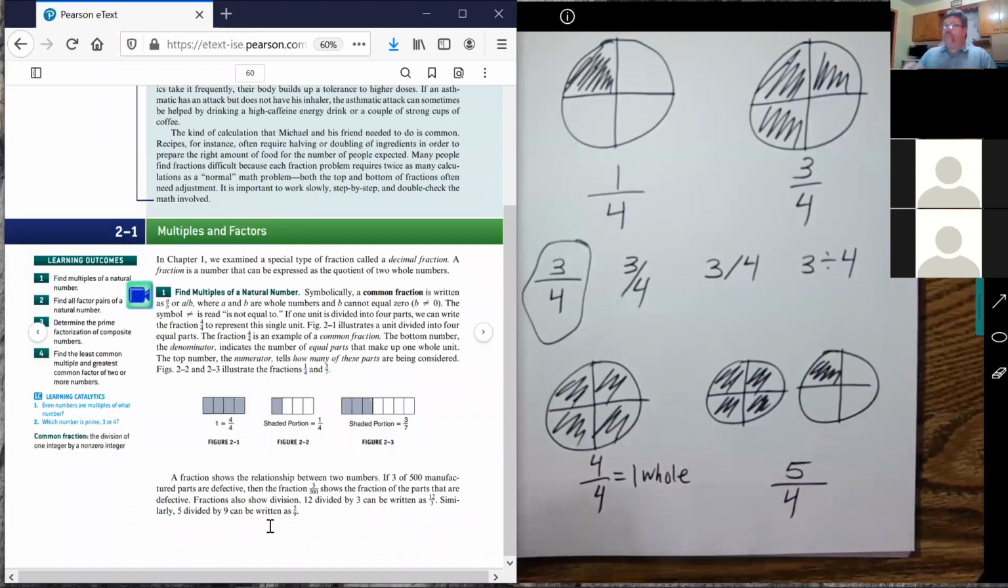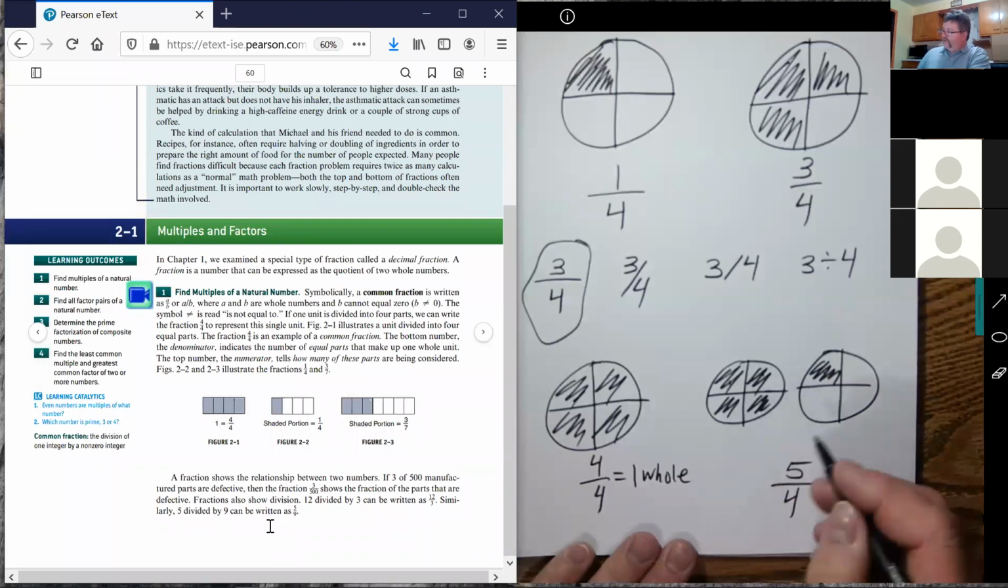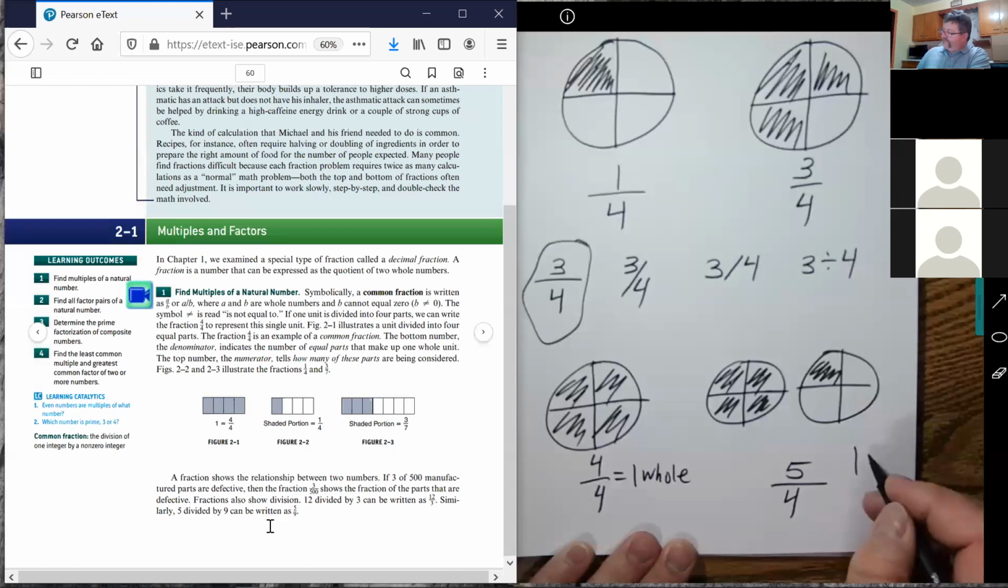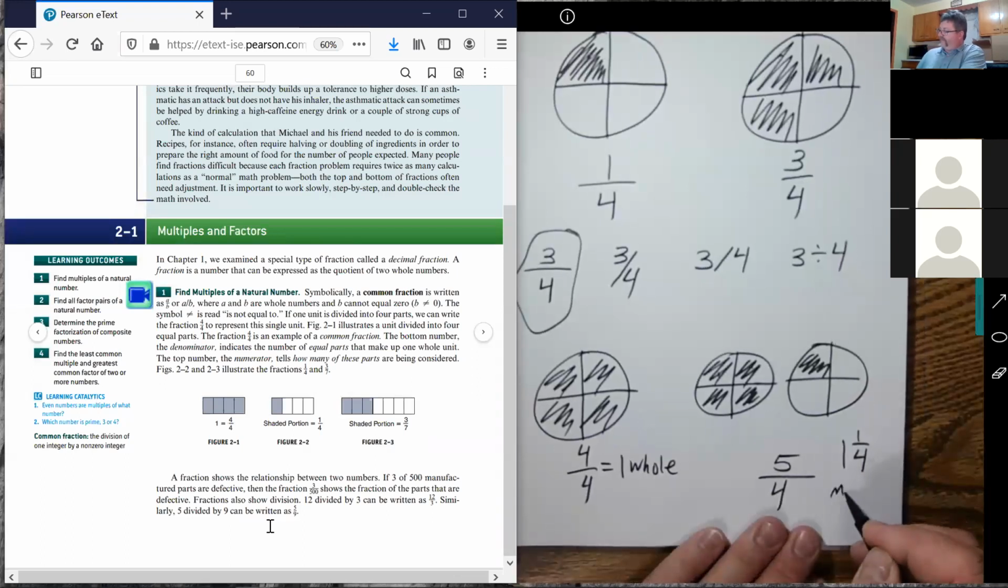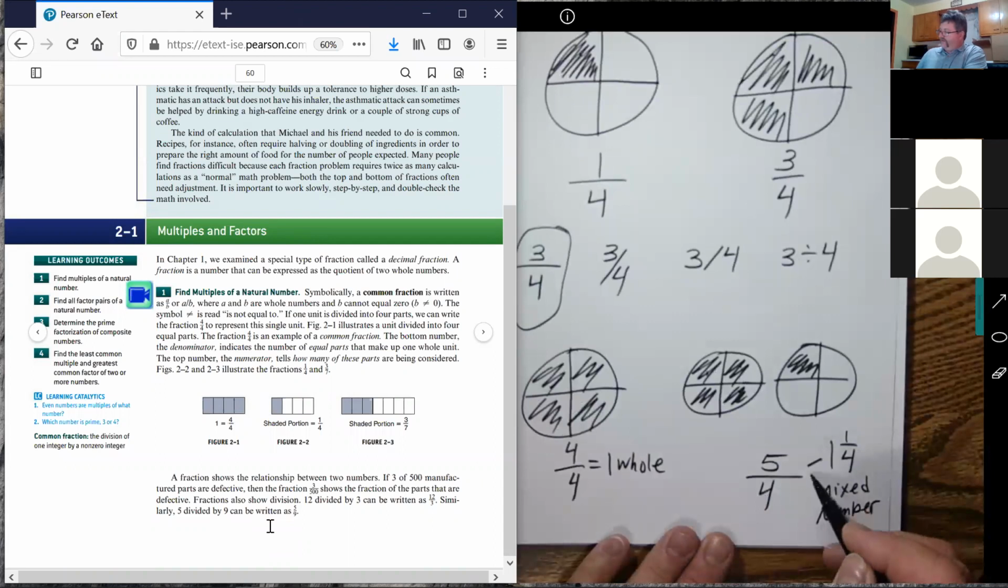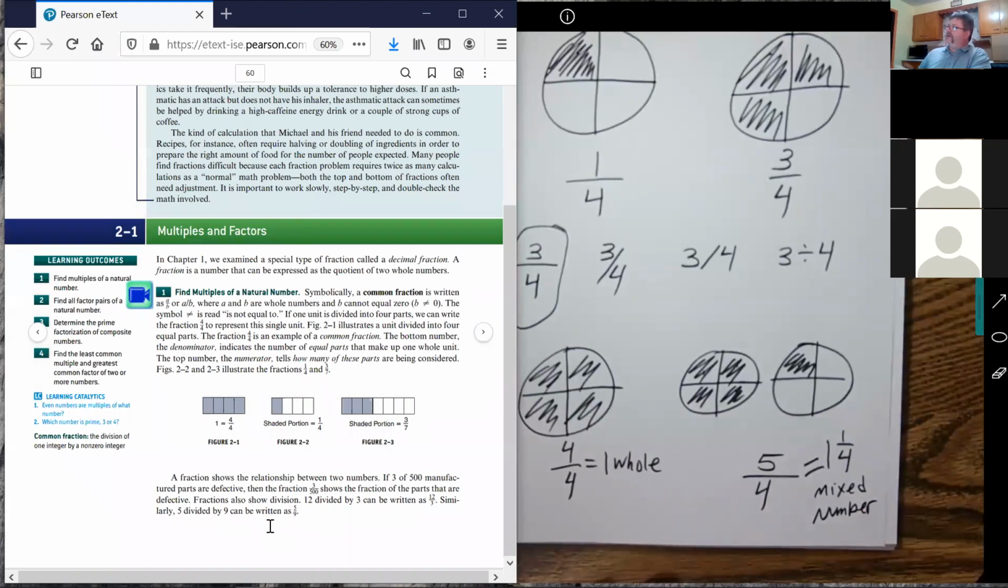Okay, so you can see I've got more than 1 whole piece, okay? And if you think about it, well, it would be 1 whole and then 1 out of 4 more. So we would say 1 and 1/4, and that's what we call a mixed number. And we'll talk about how to convert. These two things are equal. They look a little different, but they're the same. We'll talk about how to convert between the two.